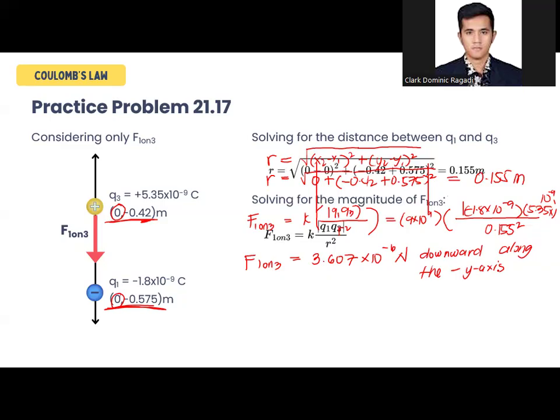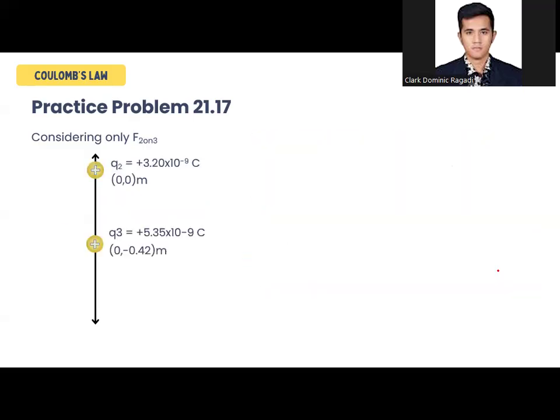So there's actually a solution here, much clearer version. And then let's solve for F2 on 3. If you look at the charges Q2 and Q3, they are both positive. Therefore, the force is repulsion. So the force on charge 3 due to charge 2 should be directed away from charge 2.